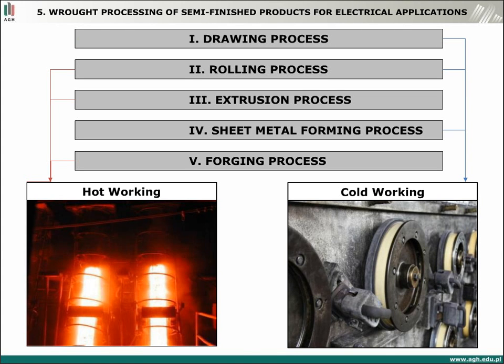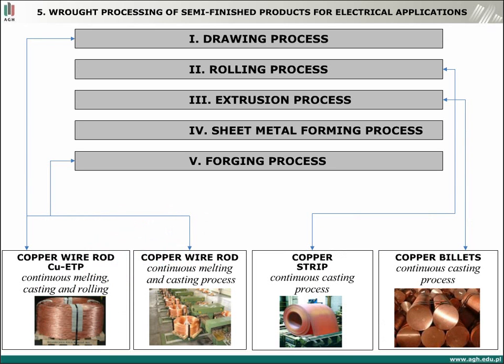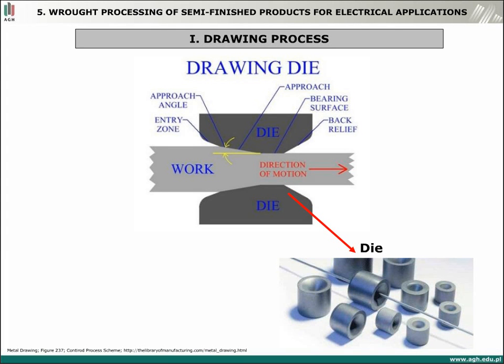For electrical applications, the drawing process is the most important rod process, since the production volume of copper wire rods is significantly higher than other semi-finished products. So the main purpose of the drawing process is to reduce the diameter of copper wire rod to the desired wire diameter geometry.